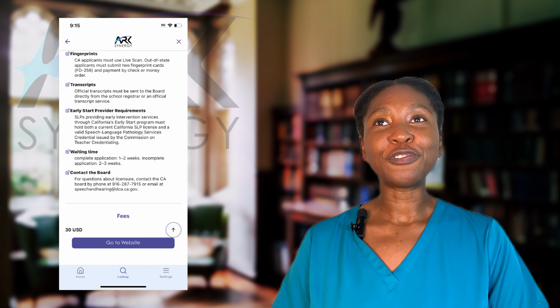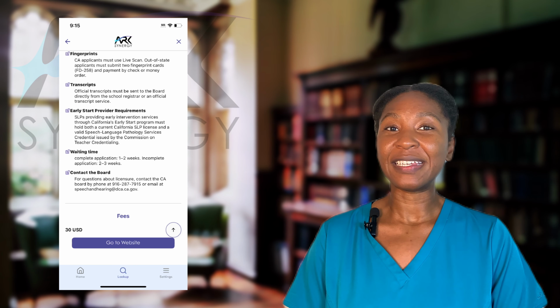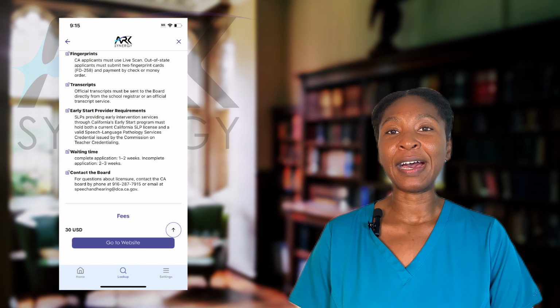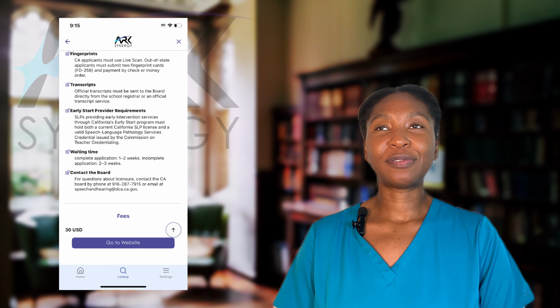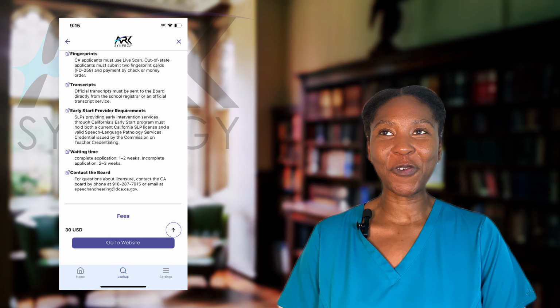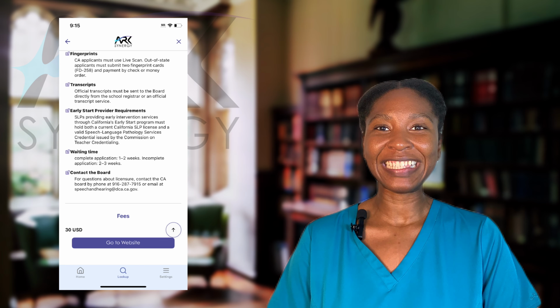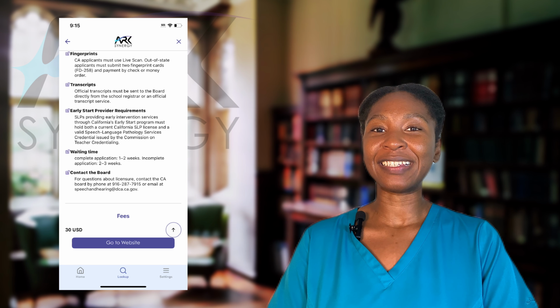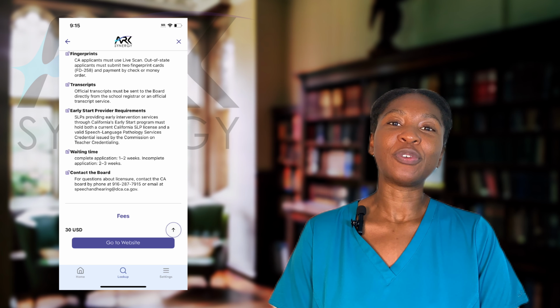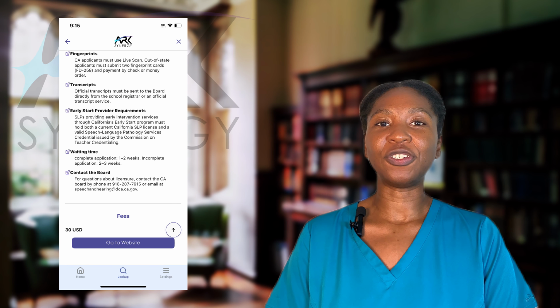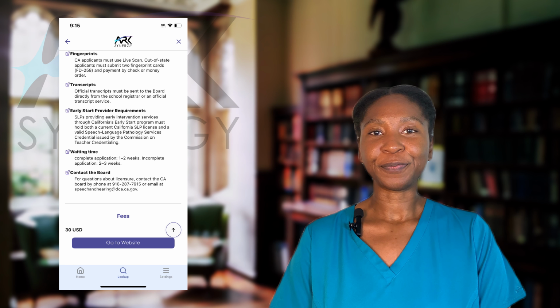But the California board is notorious for taking a long time. So I would apply at least 3 to 6 months before you think you will need your license, especially if you're already licensed in another state. And definitely do the temporary license application as well.